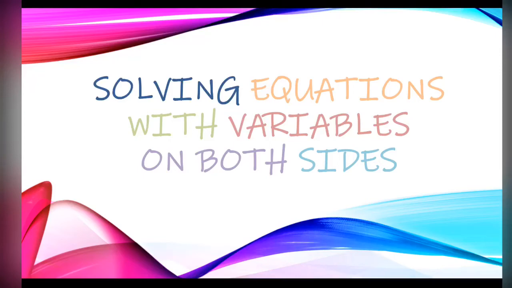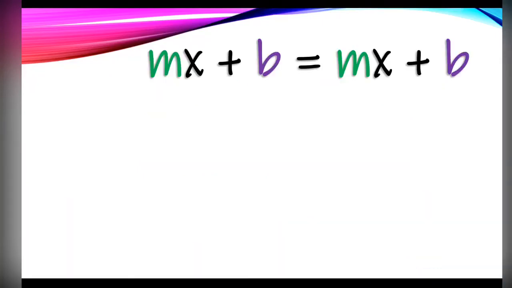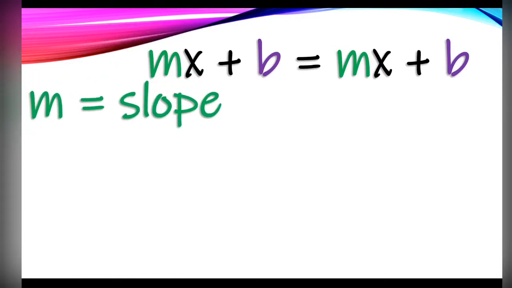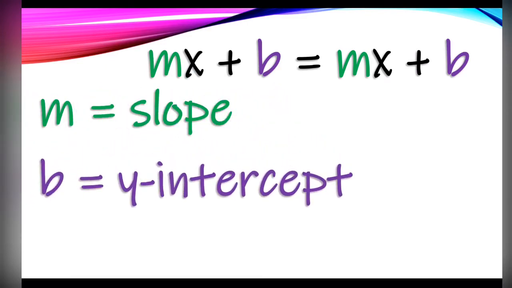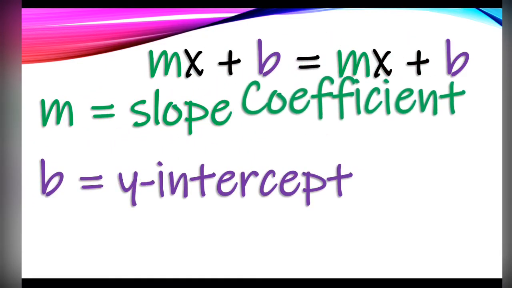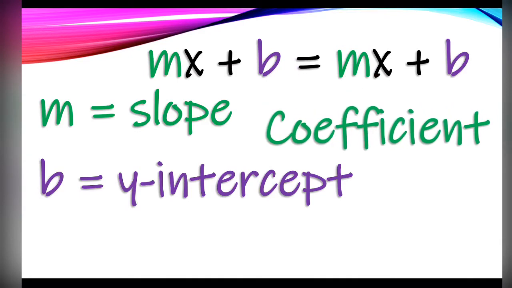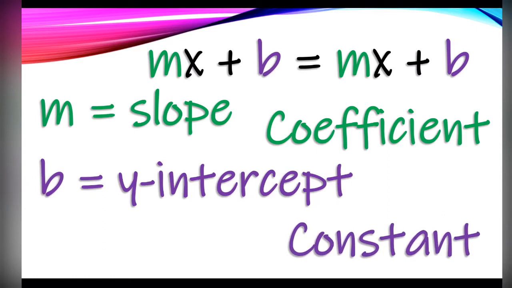Solving equations with variables on both sides. We're going to use the format mx plus b equals mx plus b. Remember, m is our slope and b is our y-intercept. We can also think about slope, or m, as the coefficient, and the y-intercept, b, can be thought of as the constant. We're going to color code these so that our slope, or coefficient, is green and our y-intercept, or constant, is going to be purple.